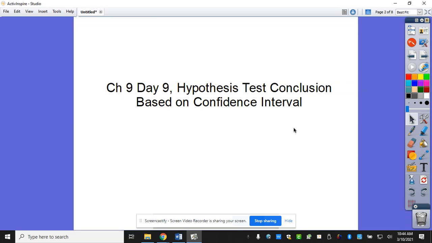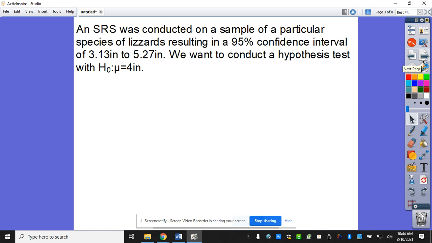So you don't necessarily have to write that, but I'm having this up there for the video so y'all can see what it is. We're gonna do a hypothesis test conclusion based on just being given a confidence interval. So what I do want you to write is that example. Just write down those two sentences that you have in the example part.